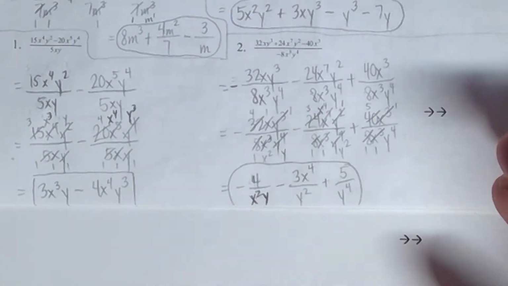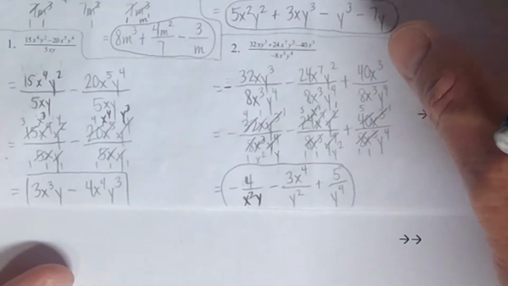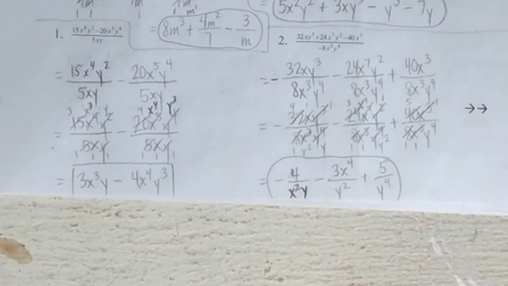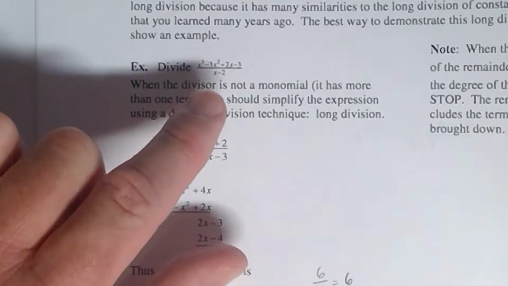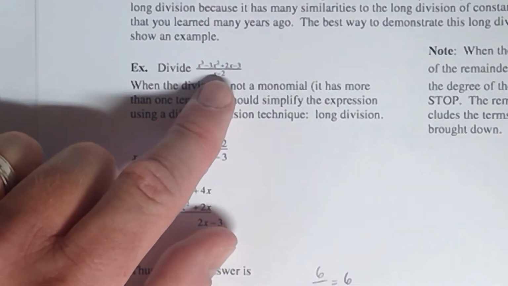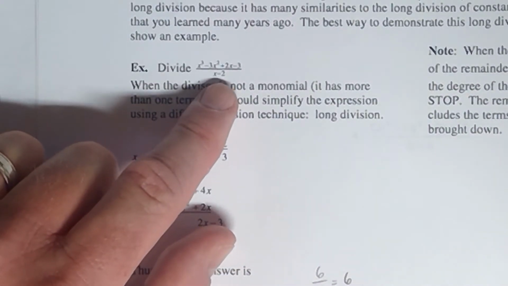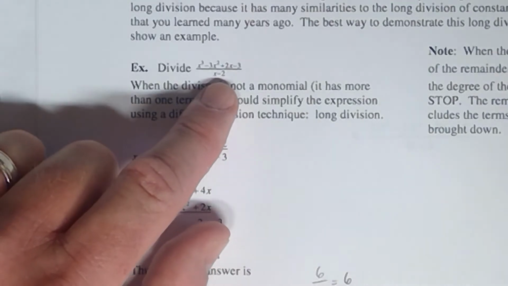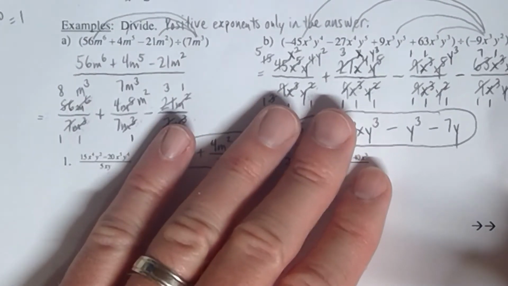So what happens when you divide by two terms? Okay, as you can see, for example, on this sample problem I have on the front right here, we're dividing by x minus 2, two terms instead of just one. You cannot do what we did right here.